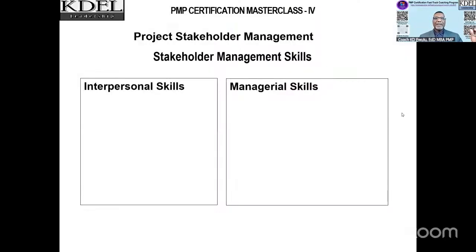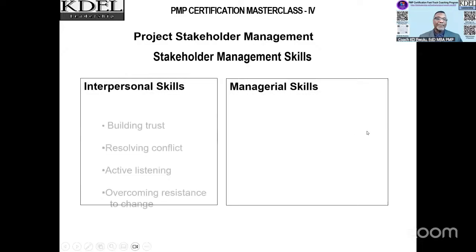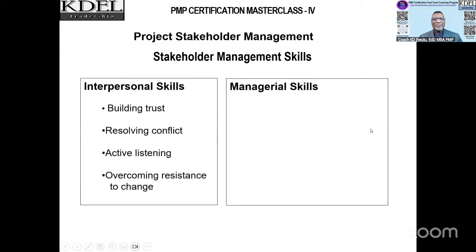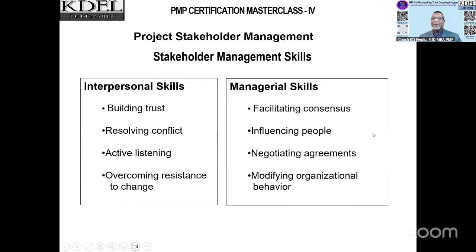Okay, so let's look at a few of the skills that are necessary to manage stakeholders. They're called interpersonal skills and managerial skills. Interpersonal skills include the following: building trust, resolving conflict, active listening, and overcoming resistance to change. On the other hand, managerial skills include facilitating consensus, influencing people, negotiating agreements, modifying organizational behavior.